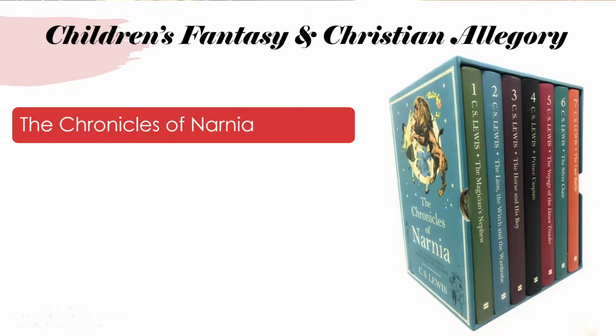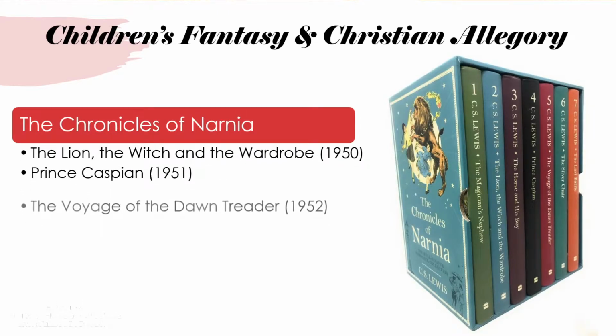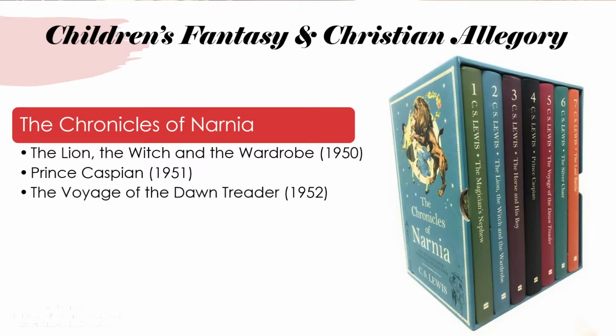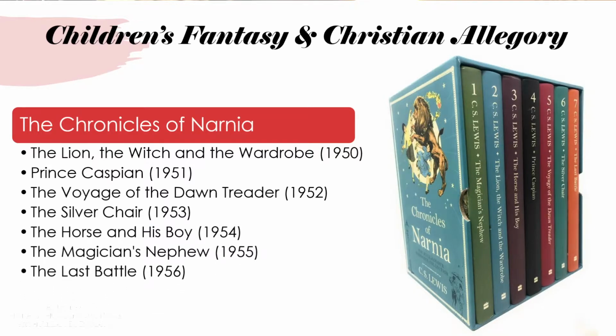Now, the original order, and this is not the order that you'll find them in if you buy the whole 7-volume set today, but the original publication order was The Lion, the Witch, and the Wardrobe, which came out in 1950, Prince Caspian, 51, Voyage of the Dawn Treader, which is the one we're going to be discussing most directly today, and that was the 3rd in the series, 1952. Silver Chair, 1953, The Horse and His Boy in 54, Magician's Nephew in 55, and The Last Battle in 56.